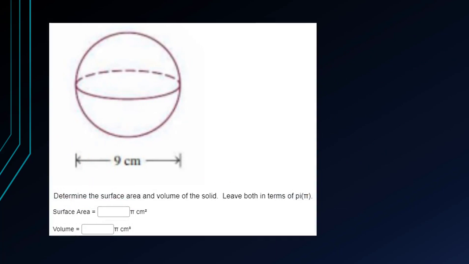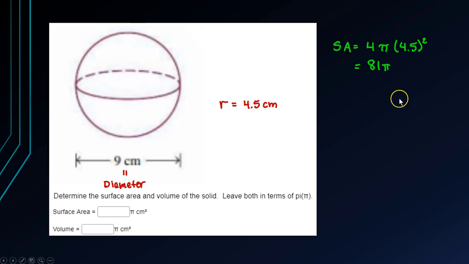And the last shape you were given in example 1 was a sphere with a 9-centimeter diameter. You can see it's going from this distance to this distance here. So again, the formulas for a sphere involve radius, so it's important to know that that is the diameter, which means that the radius would be 4.5 centimeters as a result. So the surface area, I would do 4 pi times 4.5 squared, which gives me 81 pi.